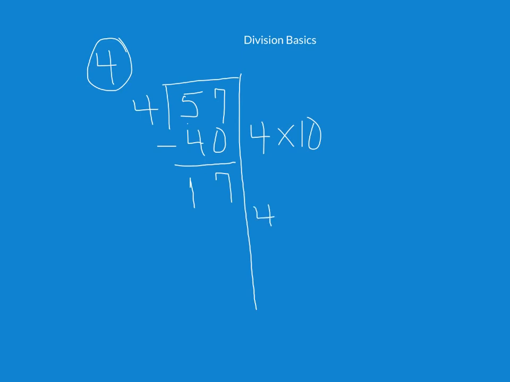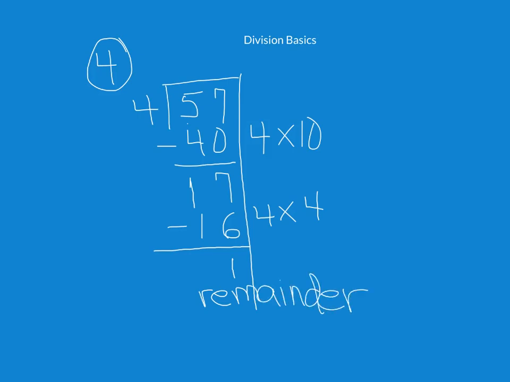So 4 groups with 4 in each group would be 16. So I've put 16 into the groups of 4, and I subtract to find out what do I have left. Well, I have 1 left. So that's that remainder again. It's less than my divisor, so I cannot make another group. So it is a true remainder.